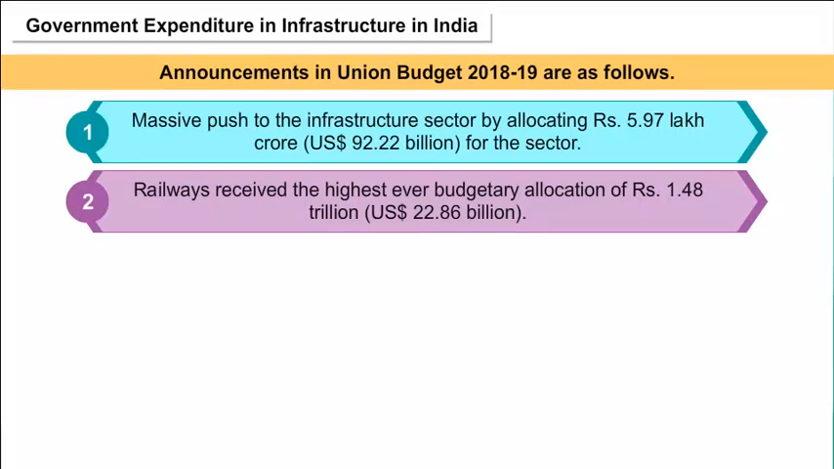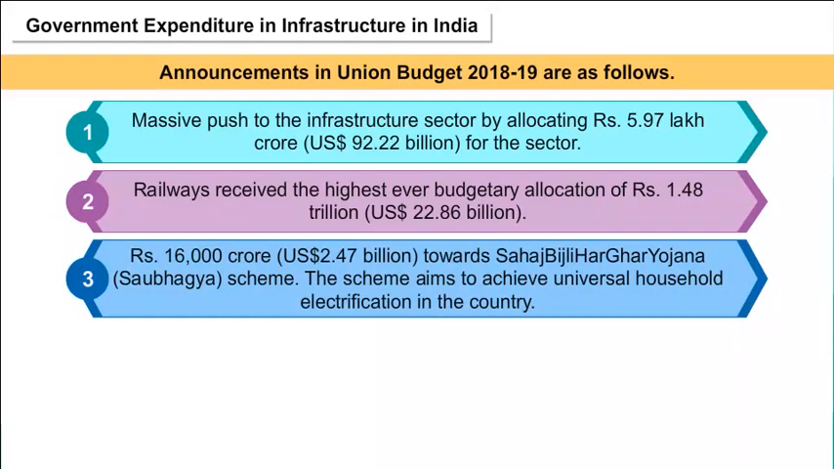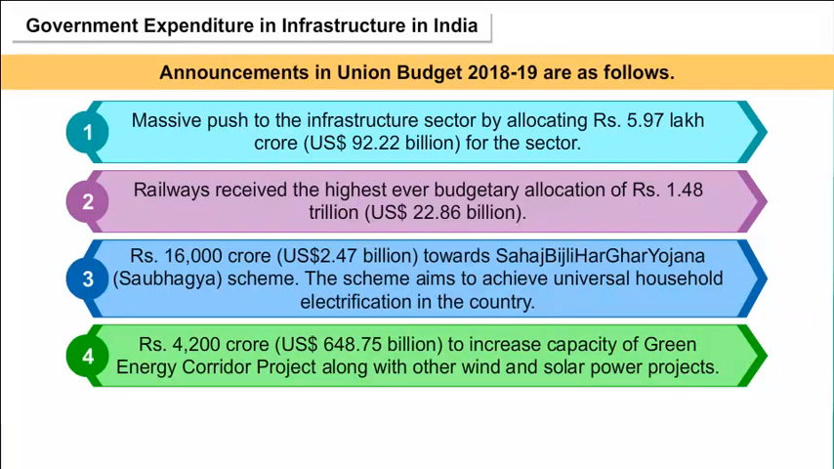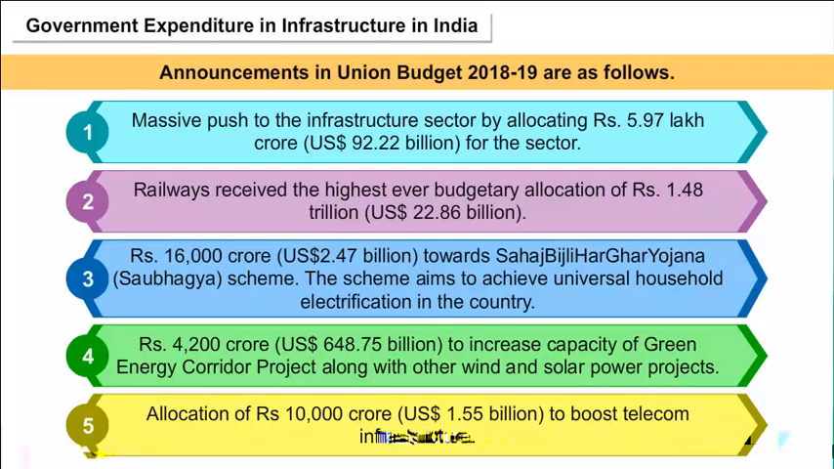Railways received the highest ever budgetary allocation of Rs 1.48 trillion, that is US dollars 22.86 billion. Rupees 16,000 crores, $2.47 billion towards Sahaj Bijli Har Ghar Yojana Saubhagya scheme. The scheme aims to achieve universal household electrification in the country. Rupees 4,200 crores, $648.75 billion to increase capacity of Green Energy Corridor project along with other wind and solar power projects. Allocation of rupees 10,000 crores, $1.55 billion to boost telecom infrastructure.